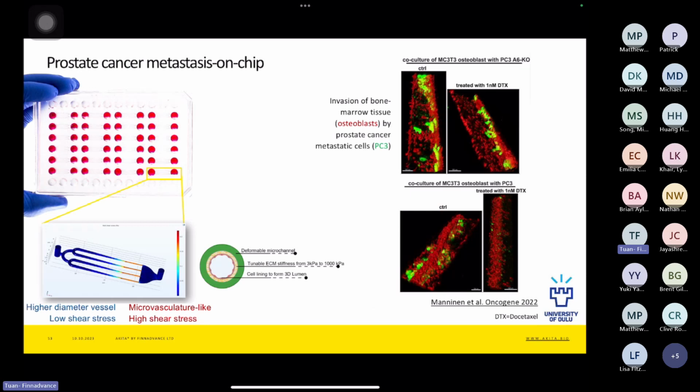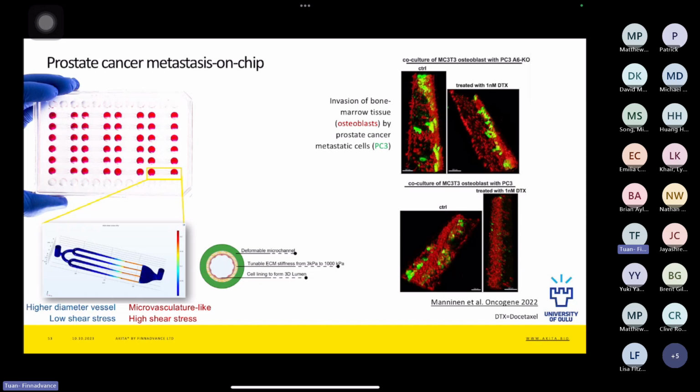And when it comes to cancer metastasis, beside the transwell-like model that I just showed you, we also have another product line in-house with microvessels, where we can fine-tune the stiffness inside the microchannel as well. We are able to make different sizes of the channel to mimic vessels with different shear stress levels. And with this vessel-like model, we not only mimic the blood vessel, but we were also able to mimic prostate cancer metastasis.